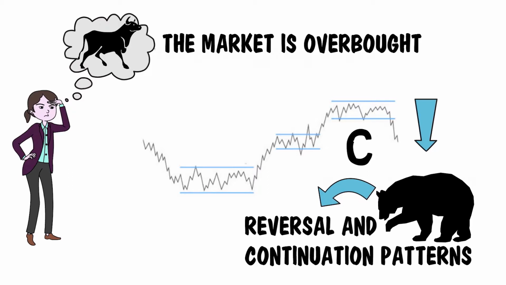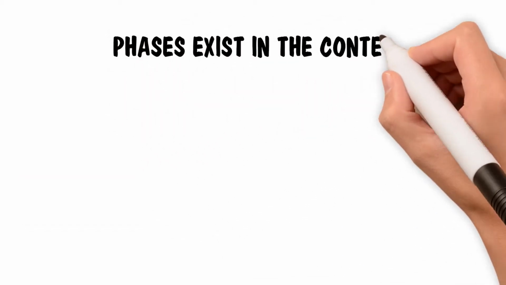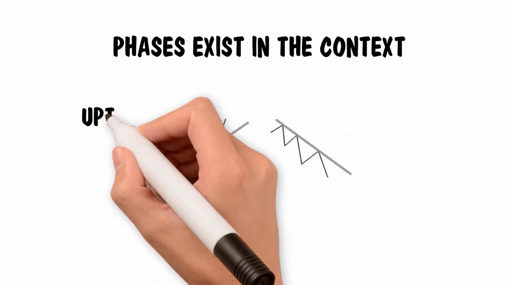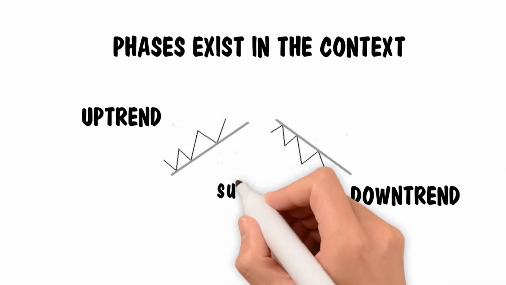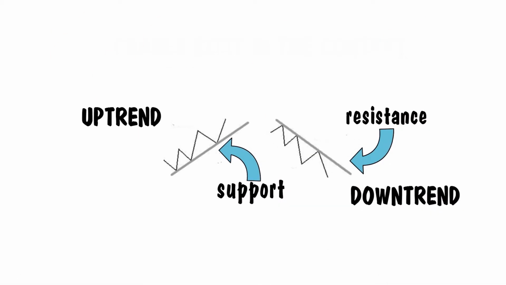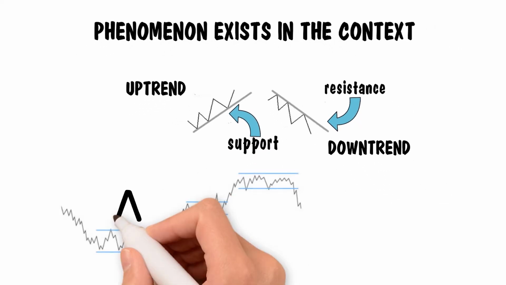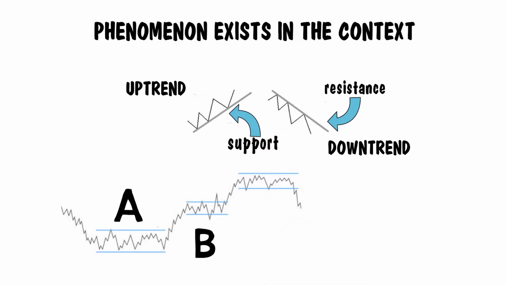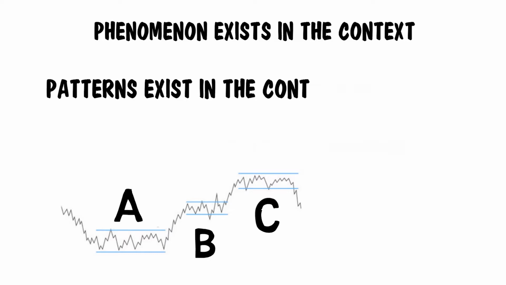So the phases exist in the context of an uptrend or in the context of a downtrend. This kind of trading based on the trend is a really common trading strategy, where apart from trading lines and chart patterns, traders also use moving averages and momentum to identify the current market trend. What is important to learn here is that a phenomenon exists in a context. That means that when you have identified the current phase as well as the phases that have already happened, then you identify patterns inside the phases because they exist in the context of the phase.